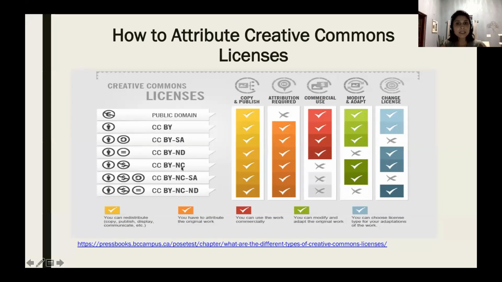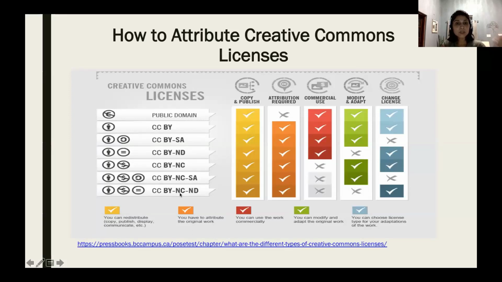Now CC BY NC, you can see copy and publish is allowed, attribution is needed, commercial use is restricted. You cannot use it for any commercial purposes. CC BY NC SA, everything is permitted except commercial use, and share alike applies.